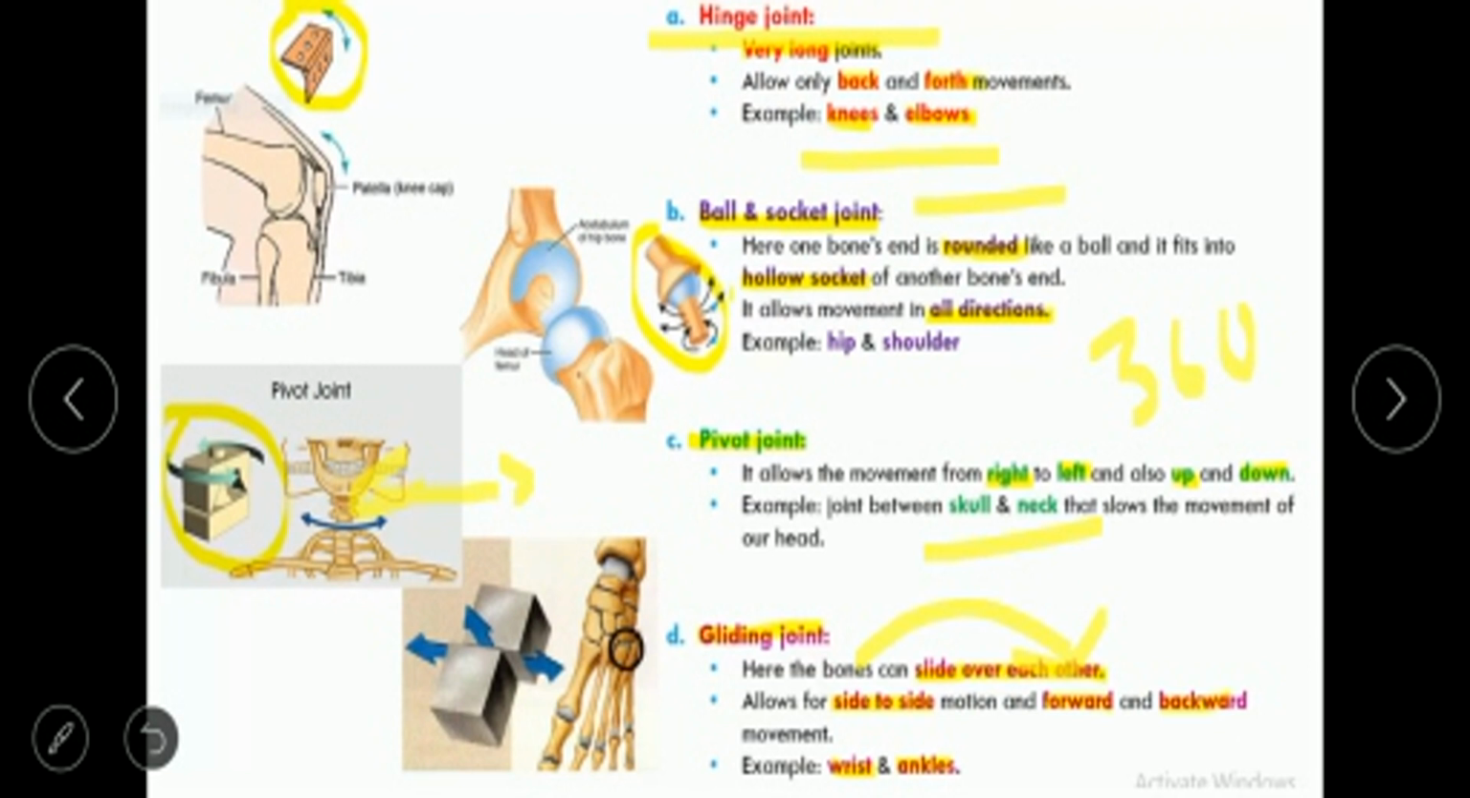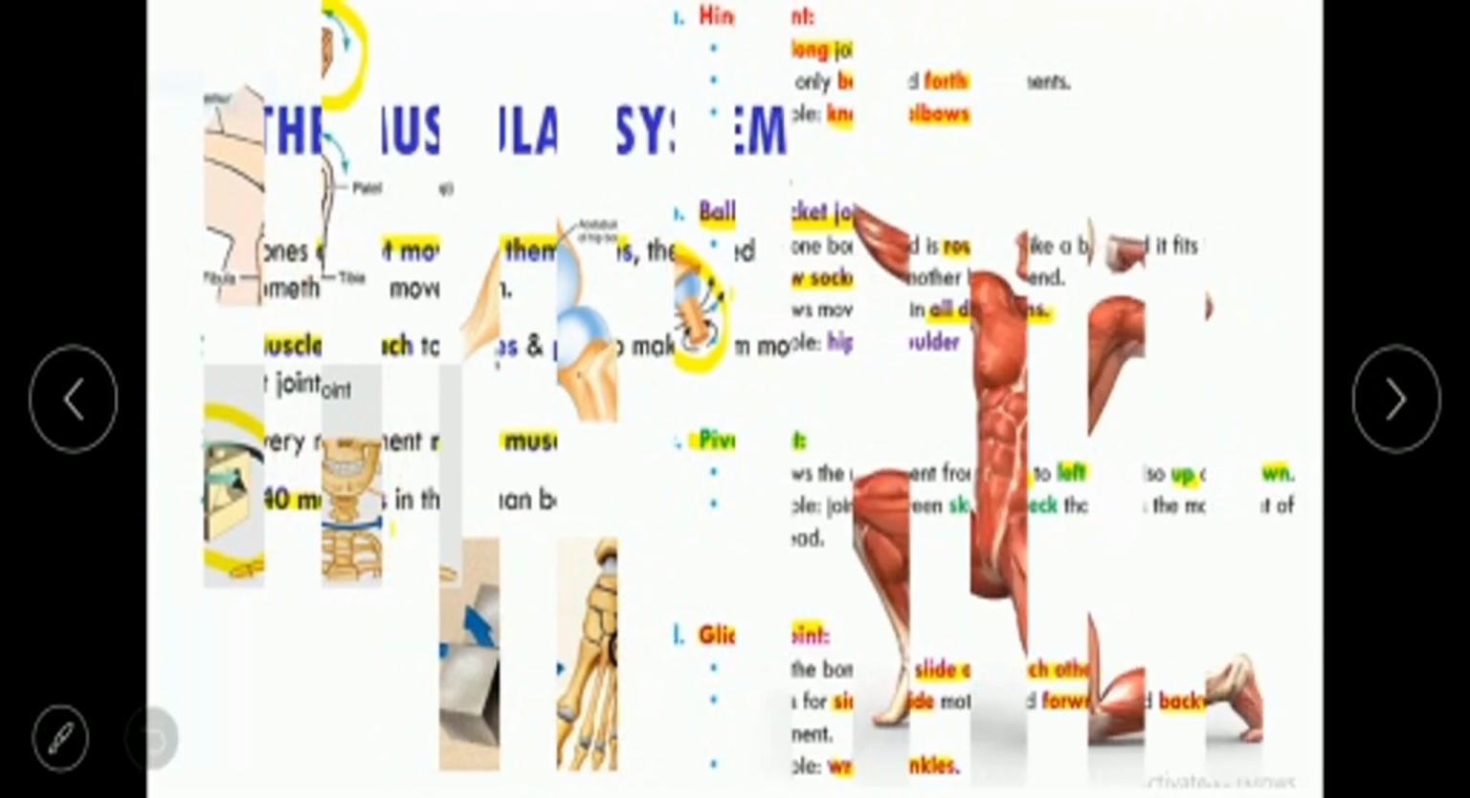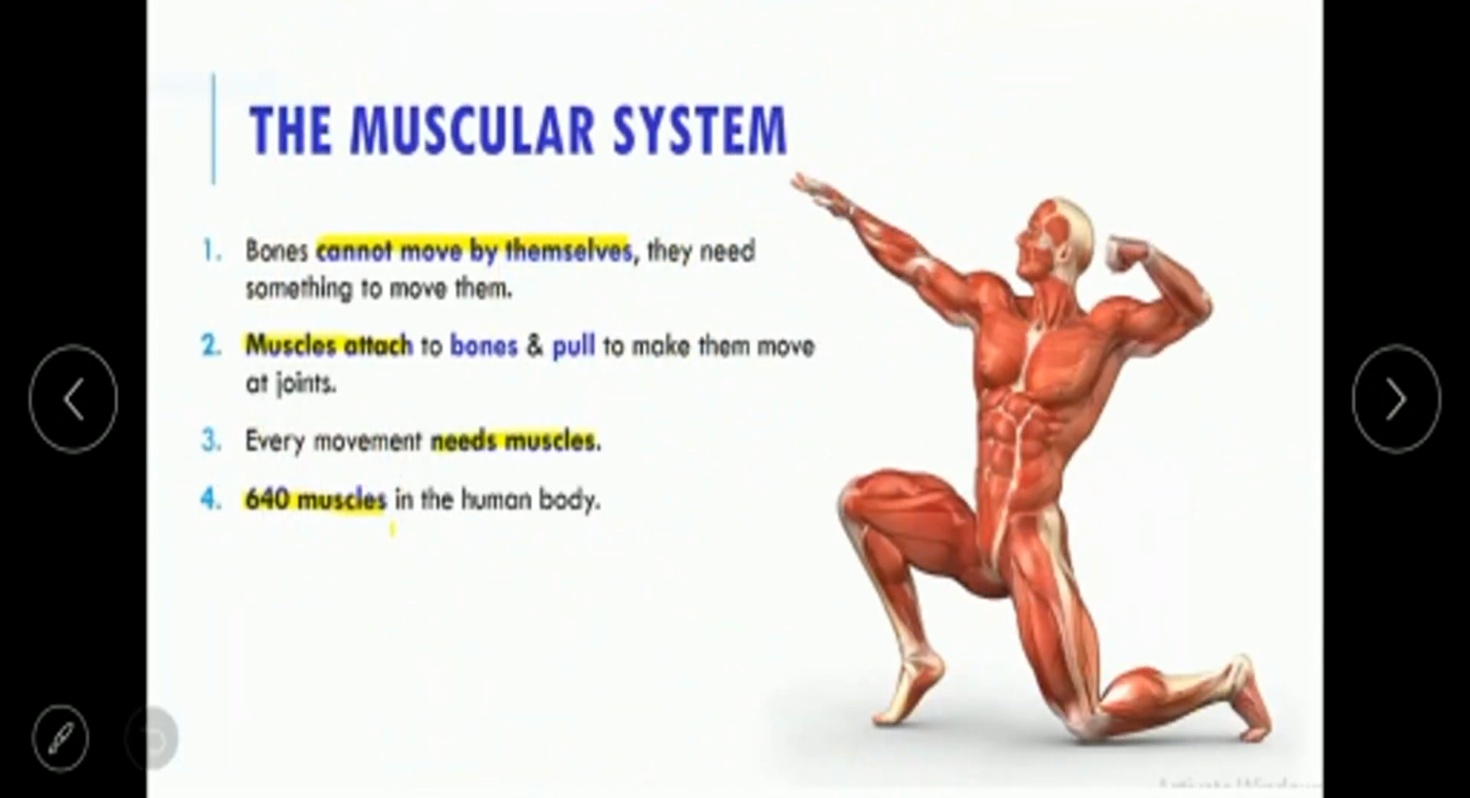So let us move forward and learn about the muscular system. So what are muscles? Muscles are bundles of fibers which are found under the skin. You can see just under your skin there is a bundle of fibers, and this is how it looks. If you remove your skin, this is what you will see inside your body.